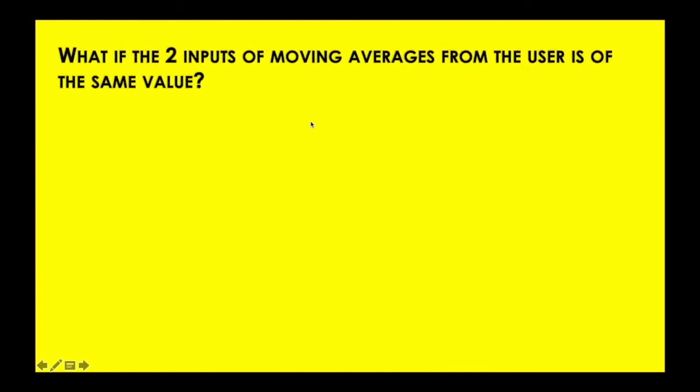Okay, so here it says: what if the two moving average inputs from the user are of the same value? Because in our coding a while ago, we used 2 and 5 as our values. But what if the moving average 20 is 5 and the moving average 50 is also 5? So what will be the output? Should we buy or should we sell? What should we do? Actually, if that is the case, we should do nothing. And that is the case that was not included in our previous coding.